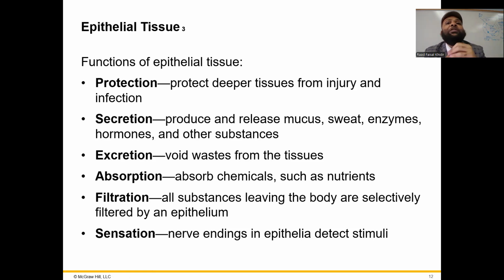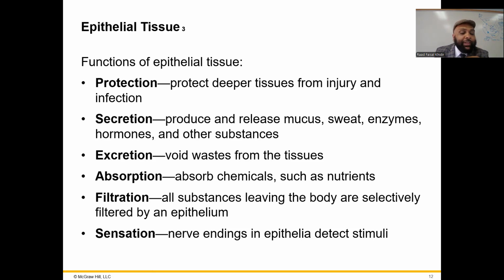But what kind of tissue supports the epithelial tissue? Connective tissue. Excellent. Very good. Good job. We just said that. So the connective tissue is the one that is working really closely with, and really helps, the epithelial tissue.